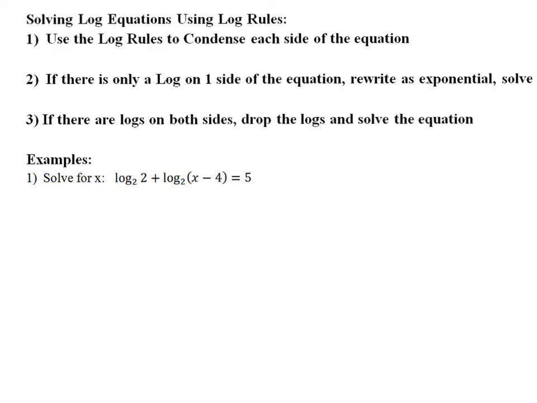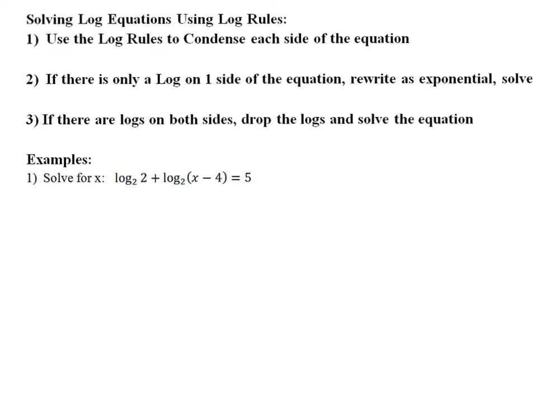The third step, which isn't really a third step, it's a second step, because if instead of having a log only on one side, we have logs on both sides of the equation, then what we're going to do is drop off the logs and solve the equation. That's because if I've got a log on the left and it has to equal a log on the right, then the argument of each log must equal each other. So let's try a few of these practice problems.